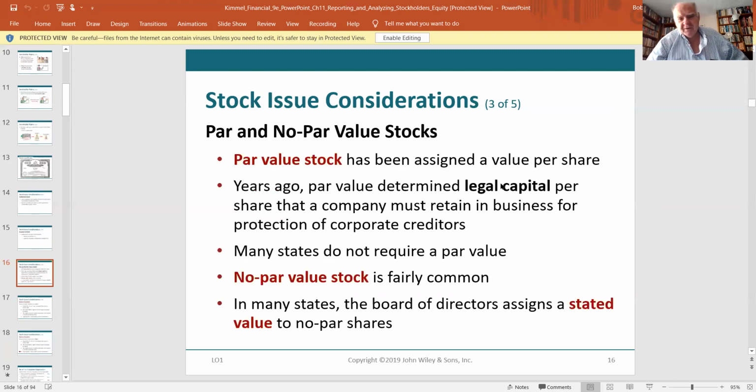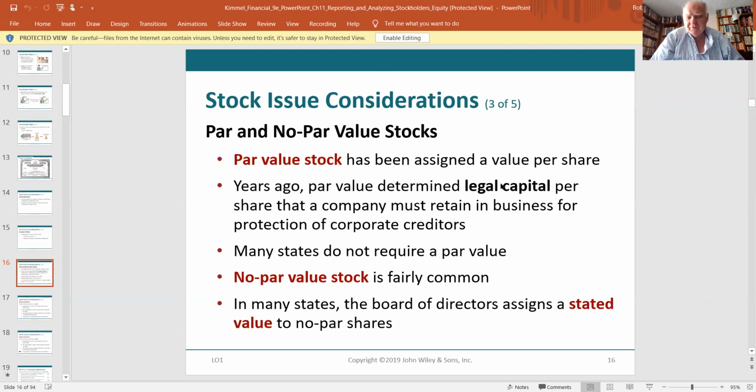You have par value and non-par value stock. It's a very unimportant consideration, okay? Par value is a meaningless number. Par value has nothing to do with the value of the stock. Par value can be a penny. It can be $1. It could be whatever the corporation wants to put on their stock certificate. And some stocks don't even have a par value.